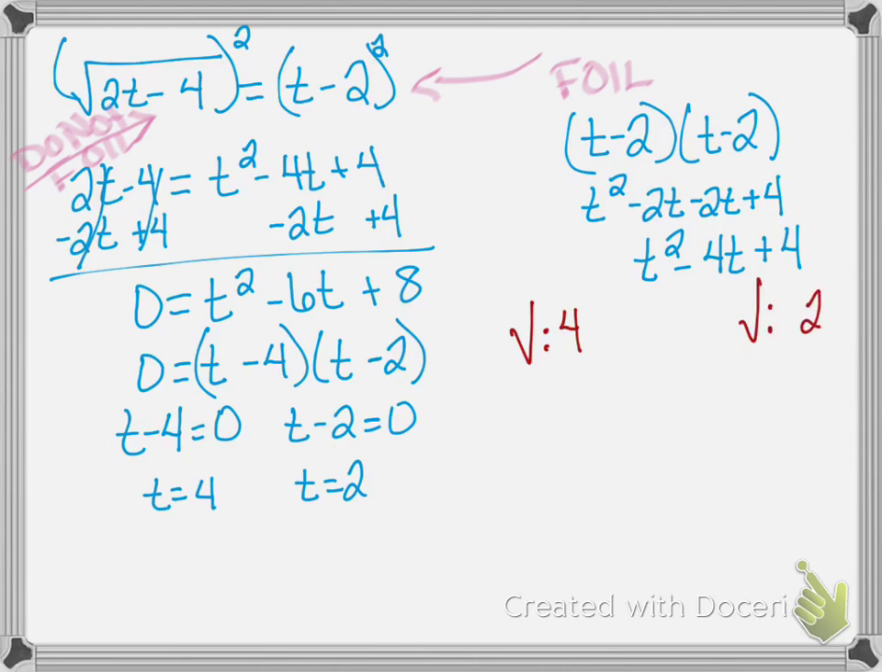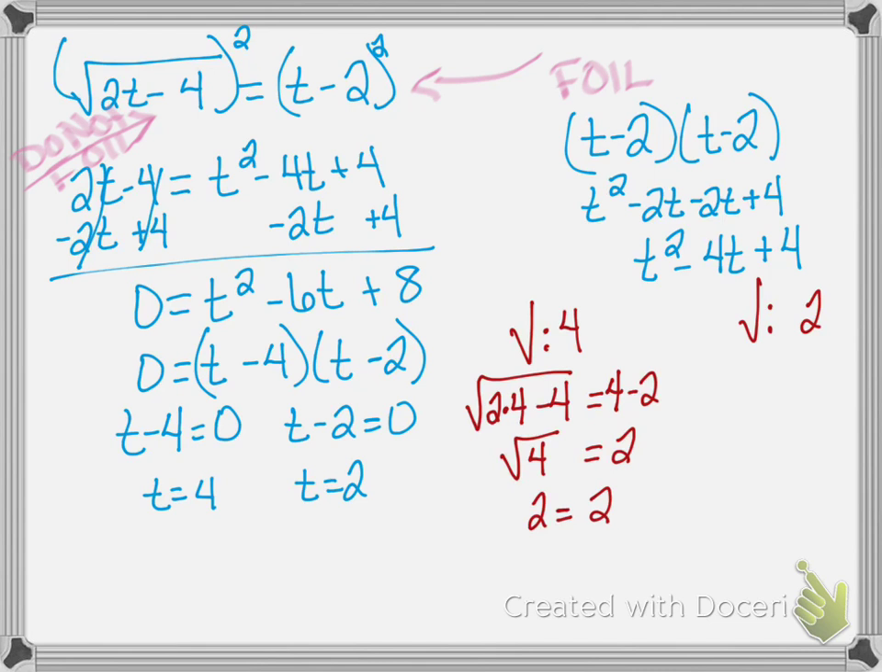So I go to the original problem, and I say 2 times 4 minus 4 equals 4 minus 2. 2 times 4 is 8. 8 minus 4 is 4. So I have the square root of 4. And what is the square root of 4? 2. Does it work? Yes, it does. So that means 4 is an answer.